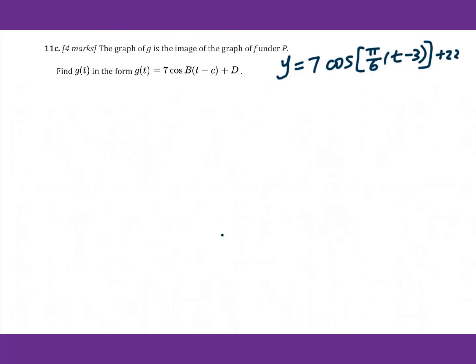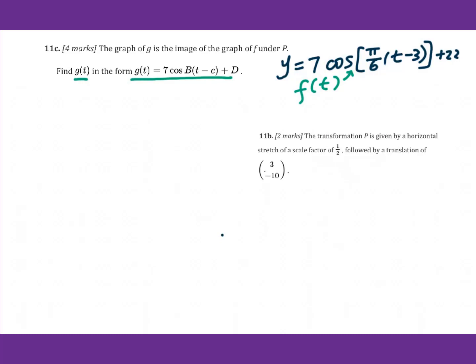11c. The graph of G is the image of the graph of F under P. Find the G of T in the form of this format. This is F of T. According to 11b, the transformation P is given by a horizontal stretch of a scale factor of 1/2, followed by translation of 3, negative 10. This is x, here's y.